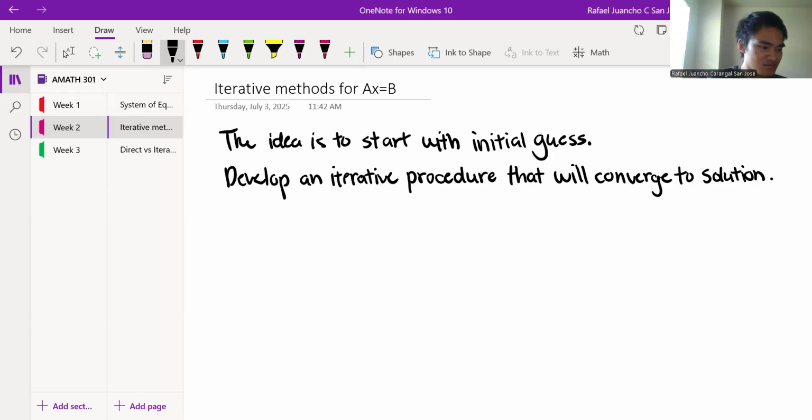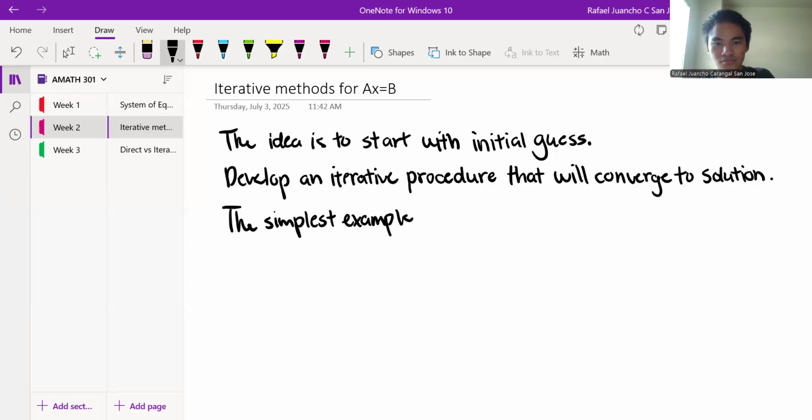Okay, let's start explaining that actually. So the simplest example of this method, we're going to use what we call a Jacobi iteration scheme.